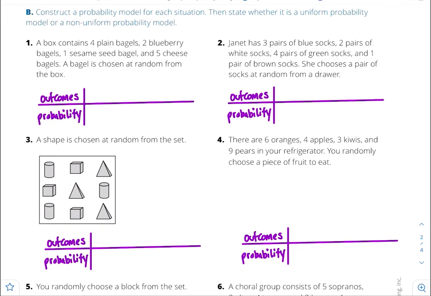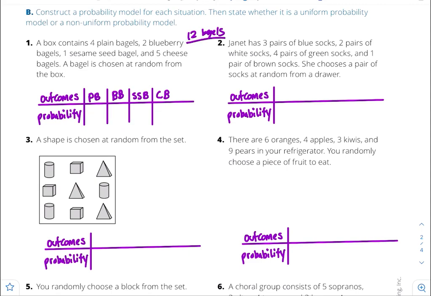So on the top, the outcomes are either a plain bagel, a blueberry bagel, a sesame seed bagel, or a cheese bagel. So those are all the outcomes. Now what is the probability of choosing one? When you count the total amount of bagels, there is a total of 12 bagels. So all of these probabilities are going to be divided by the total, which is 12 bagels.